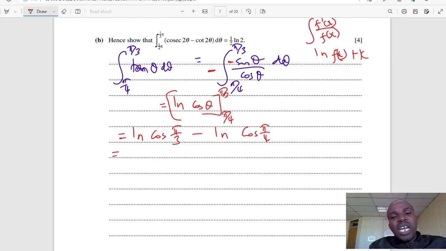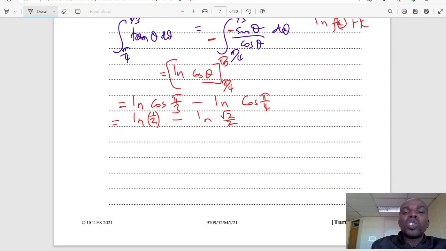So from your calculator, first punch cos pi over 3 in radians. Pi divided by 3, you get half. Minus ln cos pi over 4, you get root 2 over 2. So that's cos pi over 4.